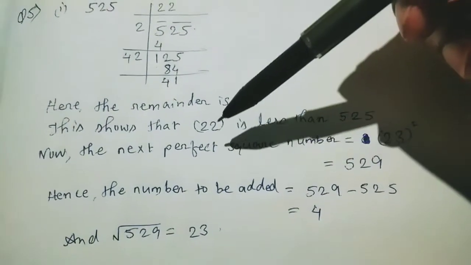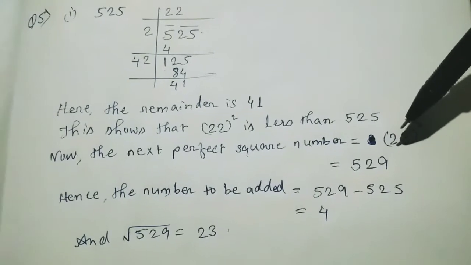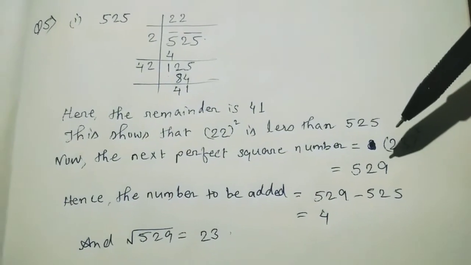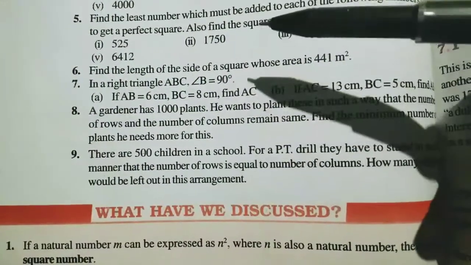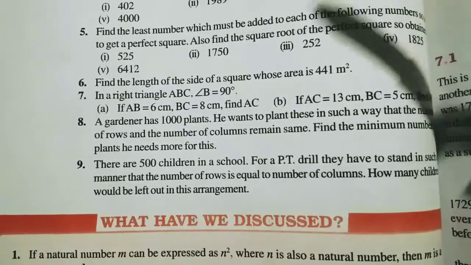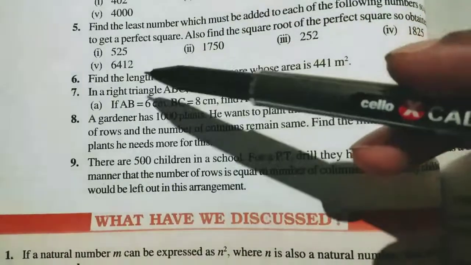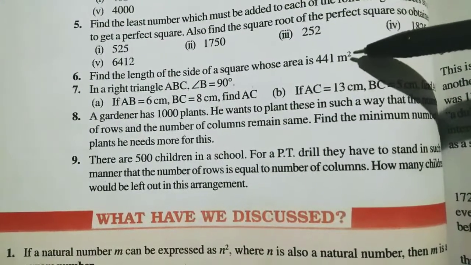So always remember, in this type of question, you have to increase this number by 1. Okay, then it will be a perfect square. Understood? So this is the language of this question. Now question number 5, all these questions are your homework. Okay, in the same language you have to write. Now question number 6, find the length of the side of the square whose area is 441 meters square.